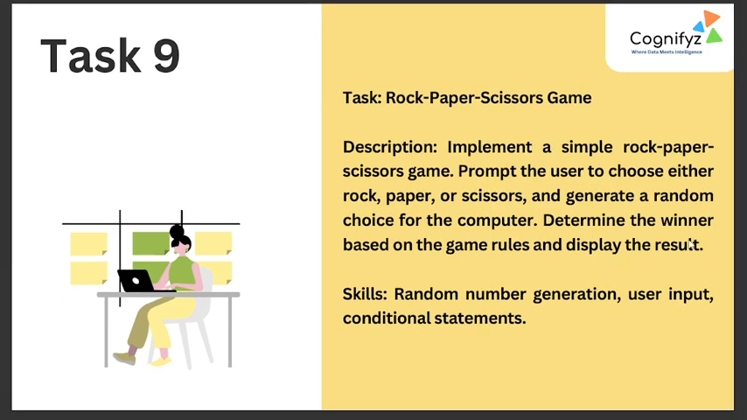Task 9. Rock, paper, scissors game. Implement a simple rock, paper, scissors game. Prompt the user to choose either rock, paper, or scissors and generate a random choice for the computer. Determine the winner based on the game rules and display the results.